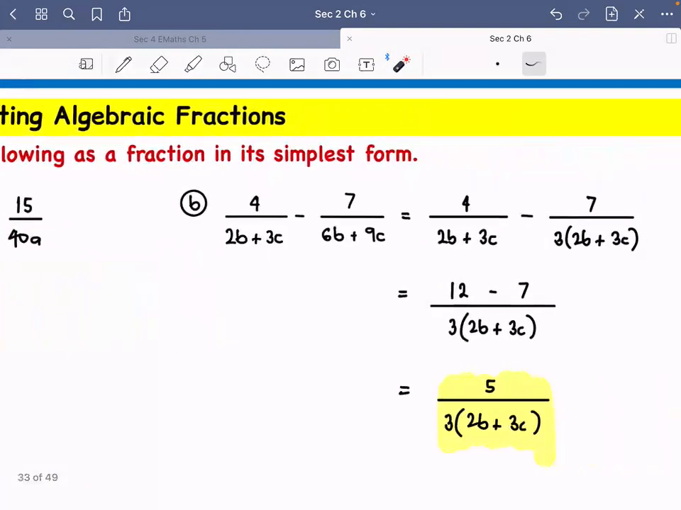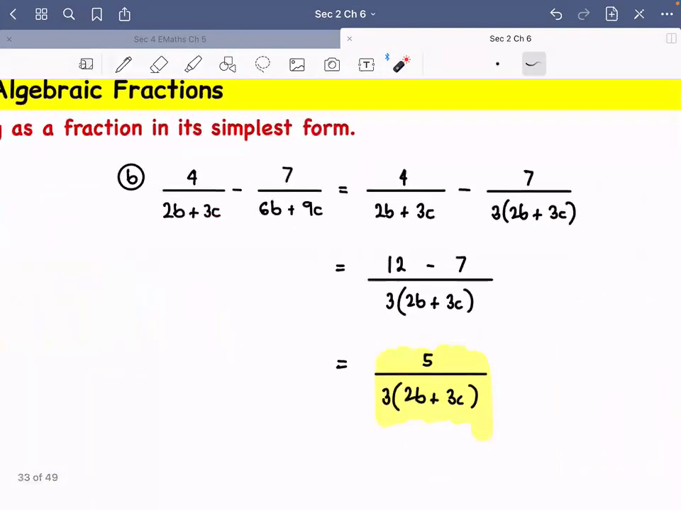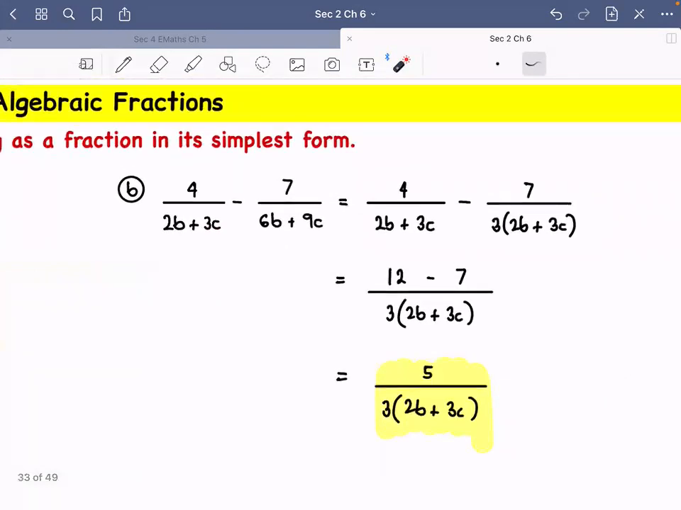Now for B, we need to factorize the second fraction. So I'll just rewrite this. We can factorize 6b plus 9c, and that is 3 times 2b plus 3c. And then just write the numerator again. So what's your LCM between these? 2b plus 3c is similar, so we add that here. Since we have 3 here, we also put that here.